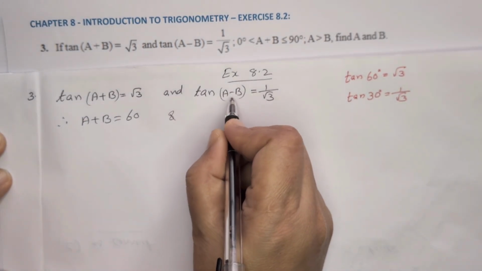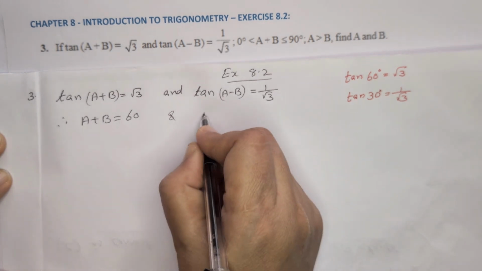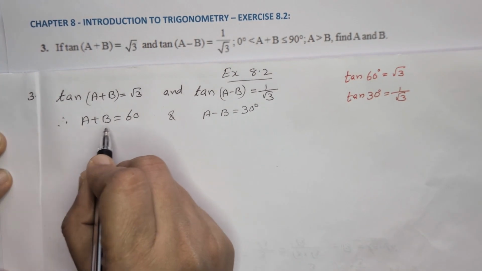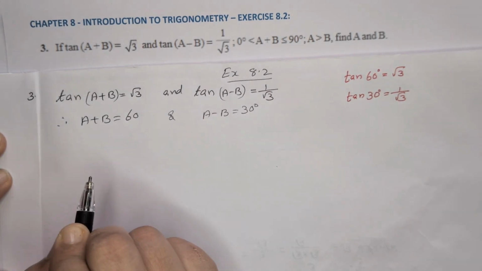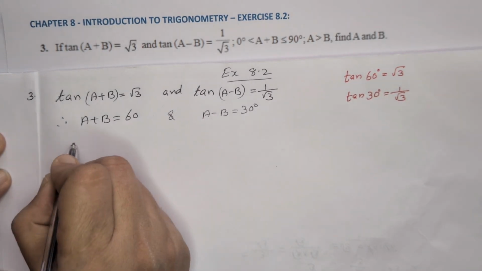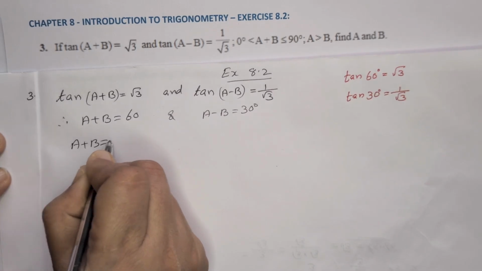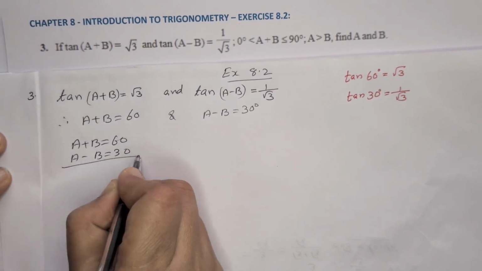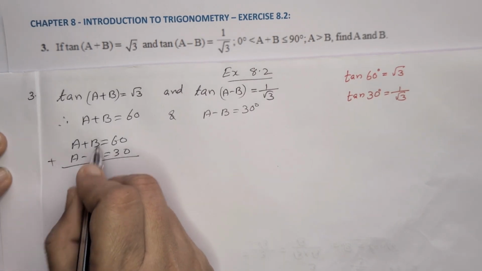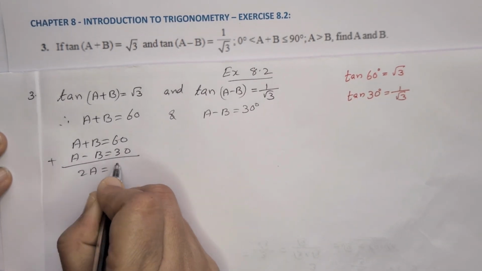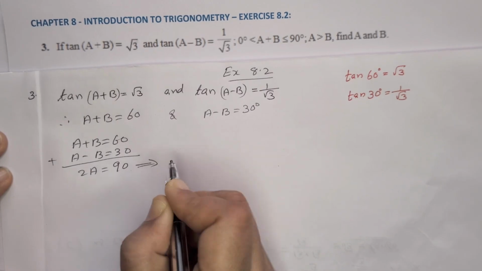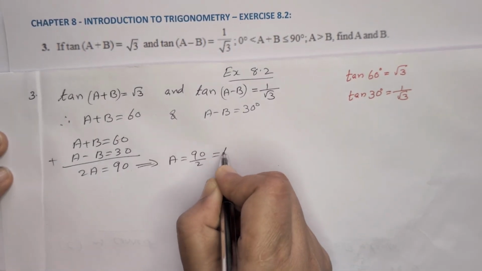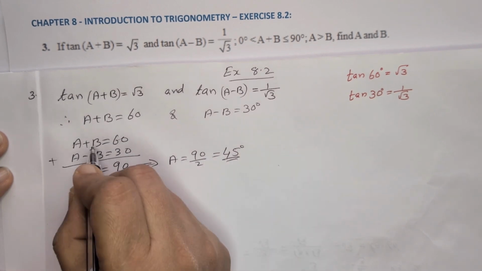And here in place of A minus B, 30 is coming. A minus B is equal to 30 degrees. Two equations: A plus B is equal to 60, A minus B is equal to 30. When we are solving this, just add the equations. So B will cancel. 2A is equal to 90 degrees, which implies A is equal to 90 by 2. That means 45 degrees.